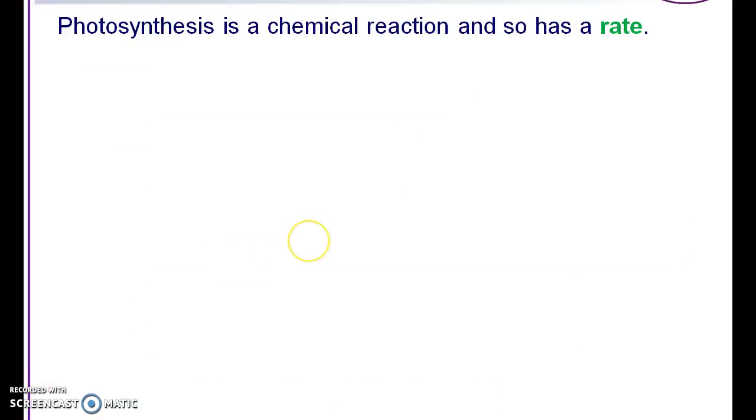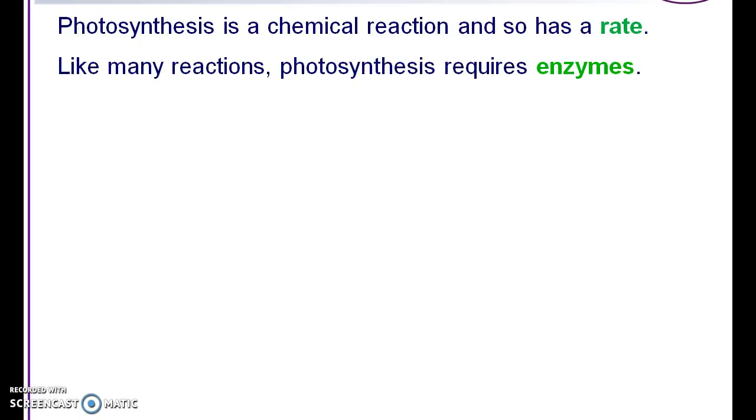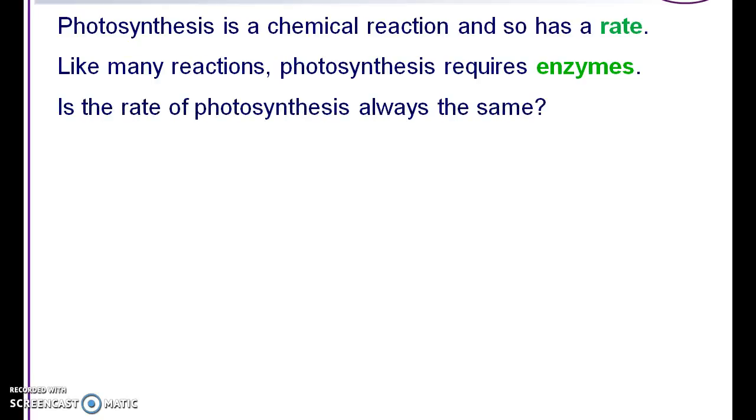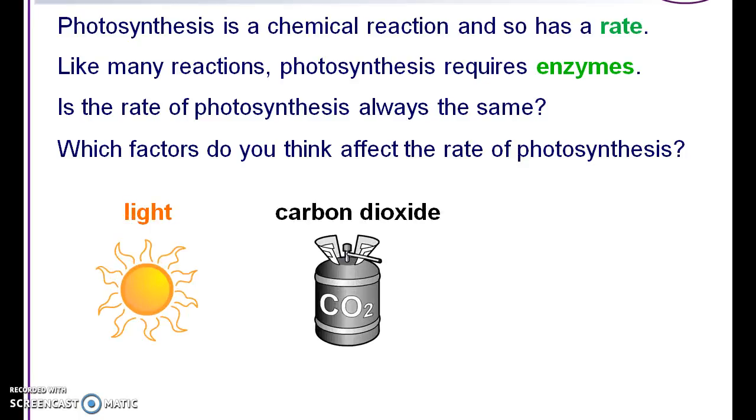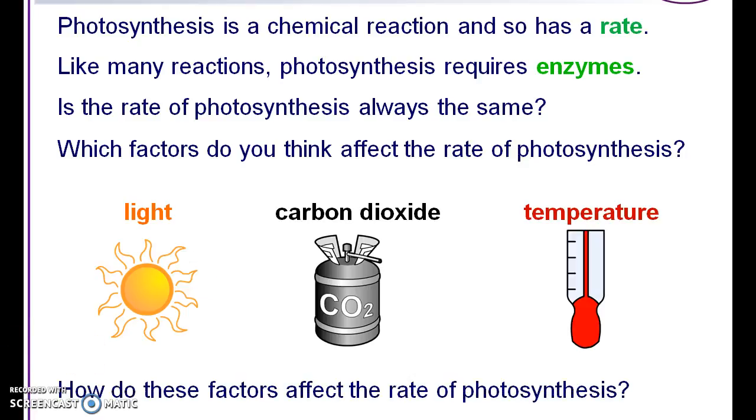Photosynthesis is a chemical reaction and so has a rate. Like many reactions, photosynthesis requires enzymes. Is the rate of photosynthesis always the same? Which factors do you think affect the rate of photosynthesis? Light, carbon dioxide, temperature. How does each factor affect the rate of photosynthesis?